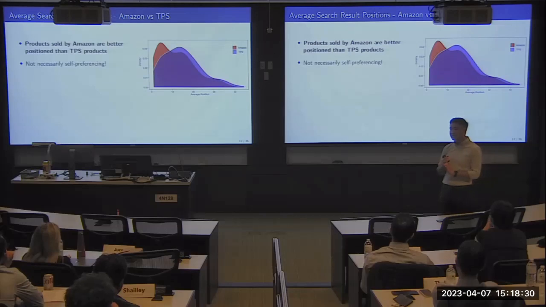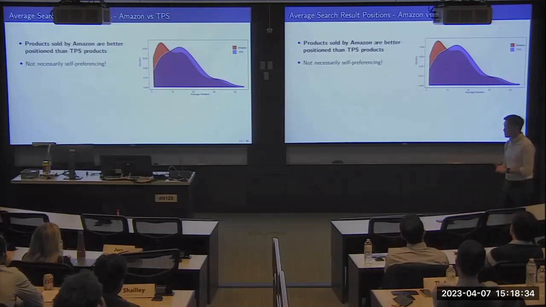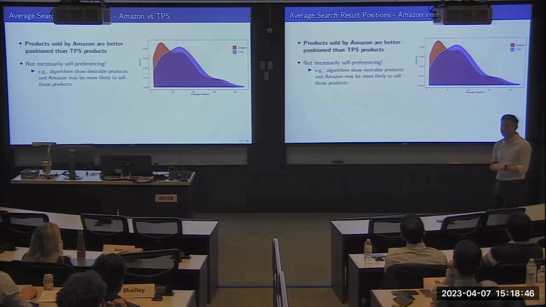The main takeaway here is that Amazon's products do tend to be higher up in the search results, but this isn't necessarily self-preferencing. This is just observational, right? In particular, the algorithms may have learned to show products that consumers like, and Amazon may simply be more likely to sell those products.